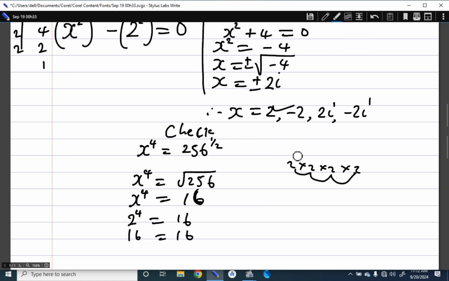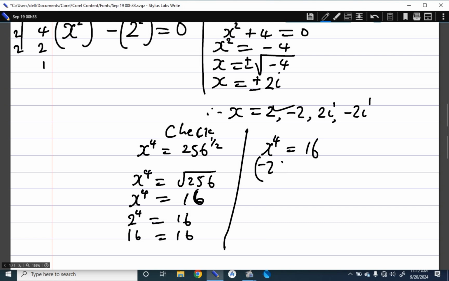To check for the second one, which is minus 2, we say that x raised to power 4 is equal to 16. So therefore minus 2 all raised to power 4, is it equal to 16? You know that when a negative number is raised to an even power, the negative disappears. So it's going to be just 2 raised to power 4, which is equal to 16. So 16 is equal to 16. So the second one is equally correct.